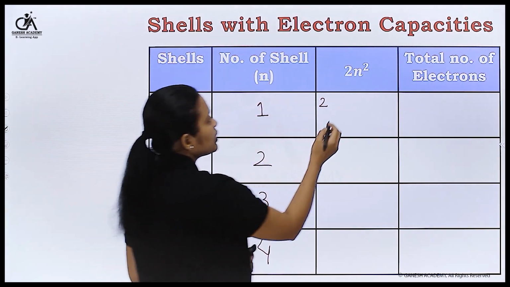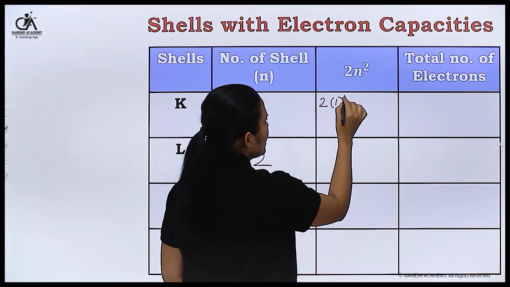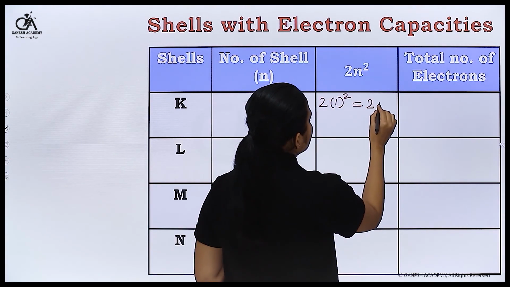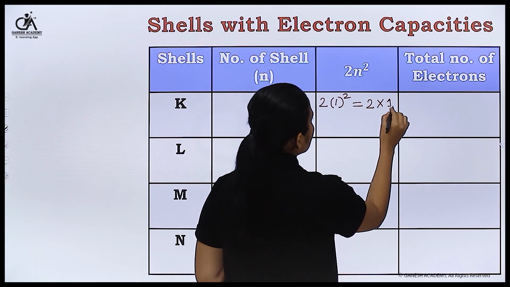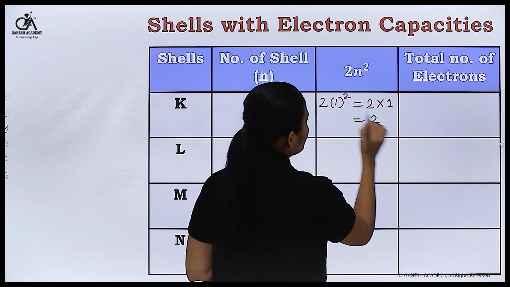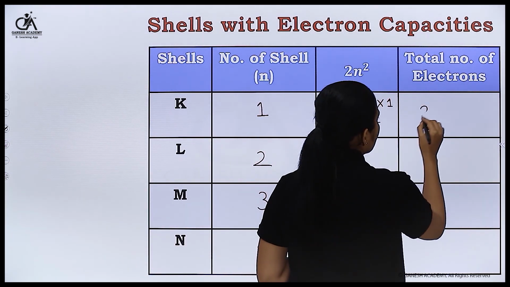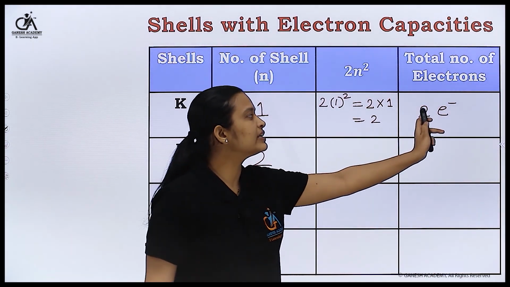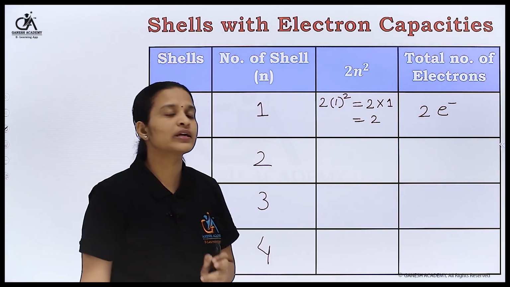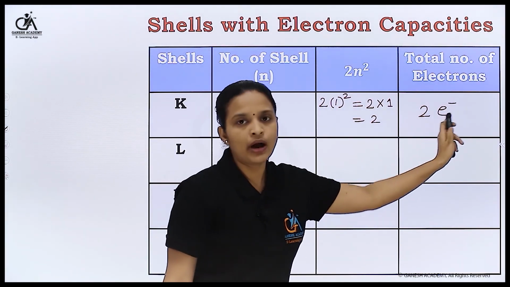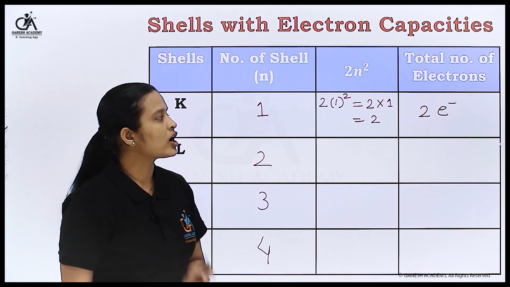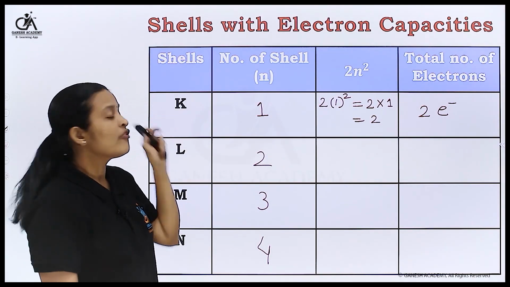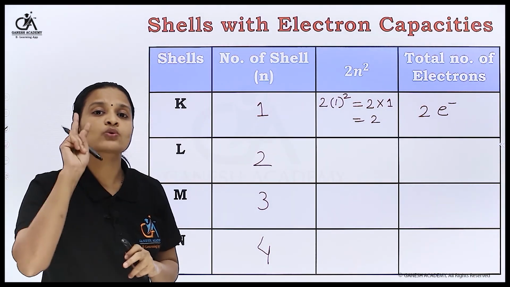So according to this rule, n shows the number of shells. K is the first shell, so I will put the value of n as 1. What is the square of 1? Square of 1 is equal to 1. So 2 into 1 is 2. So the total number of electrons in the first shell is only 2 electrons. I have written here 2e minus. To denote the electron we write the symbol e minus because it's a negatively charged particle. So according to the 2n square rule, the first shell has an electron capacity of only 2.